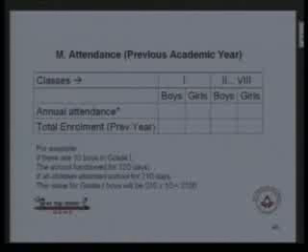Then we are asking about facilities provided to these CWSN, but for the last academic year. The previous page was the current academic year. Now this is facilities provided to CWSN for the last academic year, 2009-10. Type of facilities given and total students. This is not class wise. This is only gender wise and type of facility.